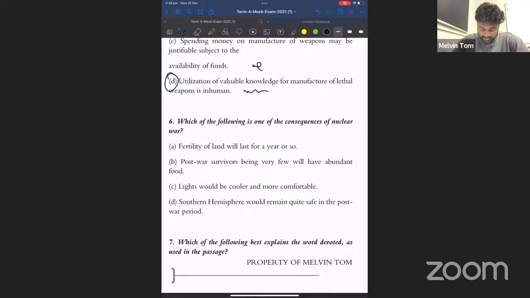Which of the following is one of the consequences of nuclear war? A, fertility will last a year or so. Yeah, it kind of does say that. Oh, actually, it says it will not last. So there won't be fertility. So this is incorrect. "Post-war survivors being very few will have abundant food." It doesn't say that. They say that they will be starving. "Lights would be cooler and more comfortable." It does not say that. "Southern hemisphere would remain quite safe in the post-war period." Kind of. It says the northern hemisphere will be damaged, but the southern hemisphere might survive. So this is the most correct answer. So the answer is D. Yay.